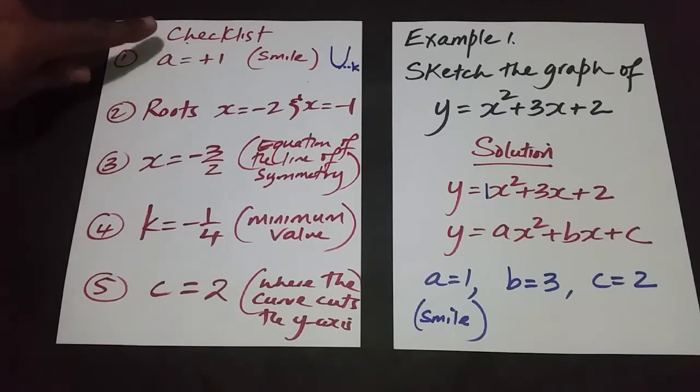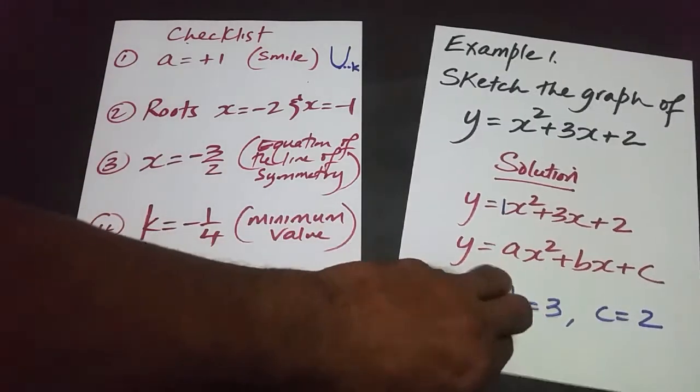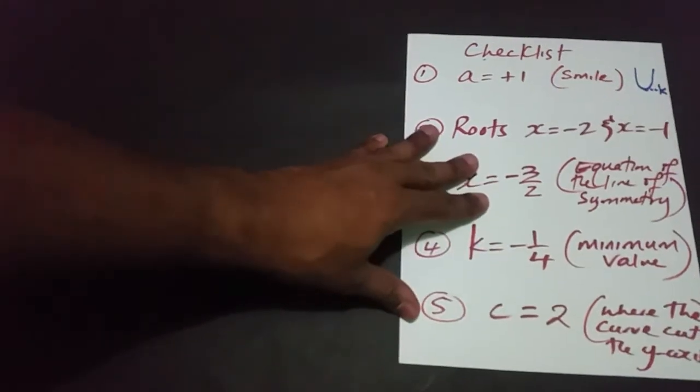So now that we know the 5 things that we need to sketch the graph of the equation y equals x squared plus 3x plus 2, we're going to now go ahead and do that. Let's slide this over here so we can look at the checklist while we work.